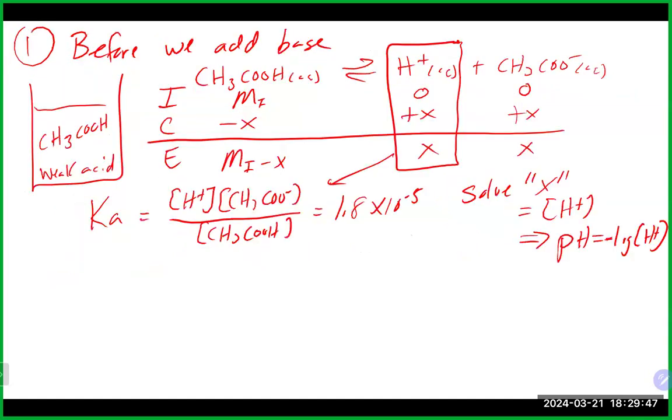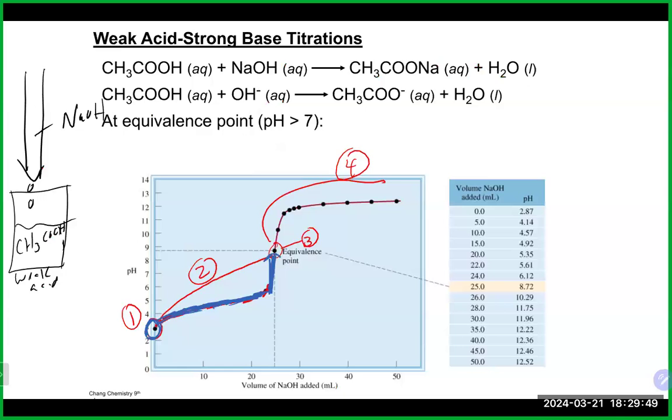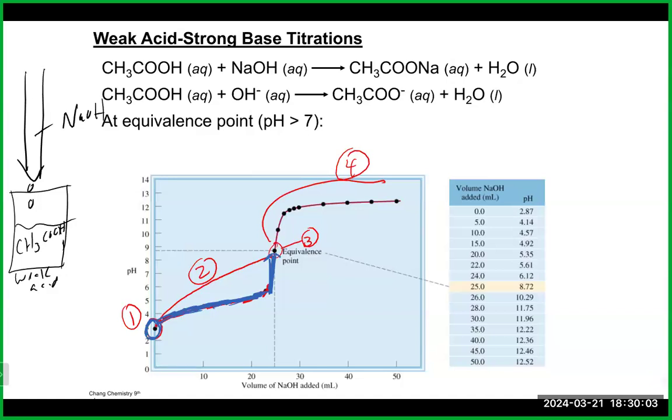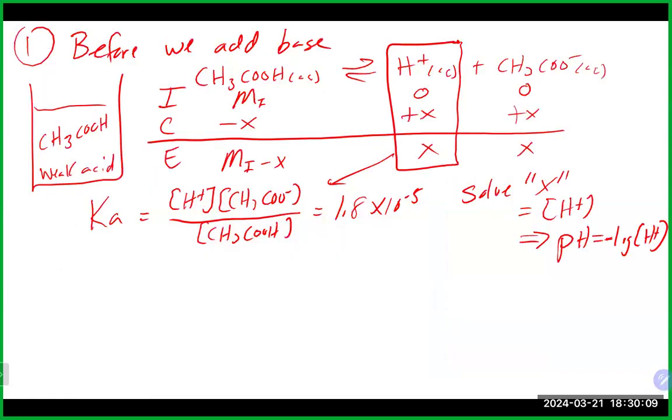All right, so far, two different spots, but two different types of calculations in this type of titration curve. So let's talk about what happens when we reach the equivalence point in this type of titration. We're going to be right here at the equivalence point in step number 3. Let's take a look at the third part, which is at the equivalence point.